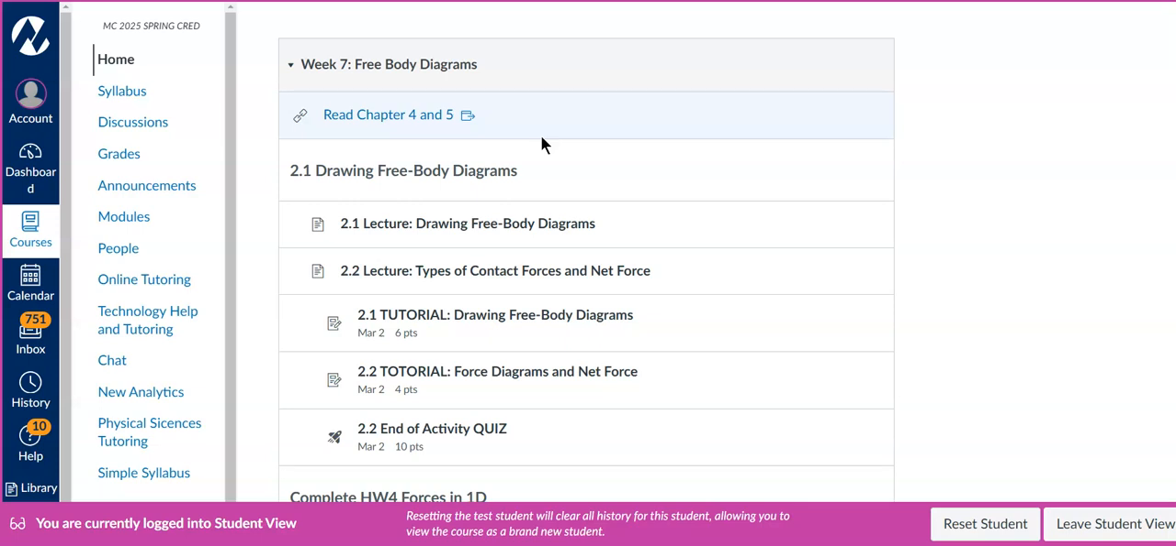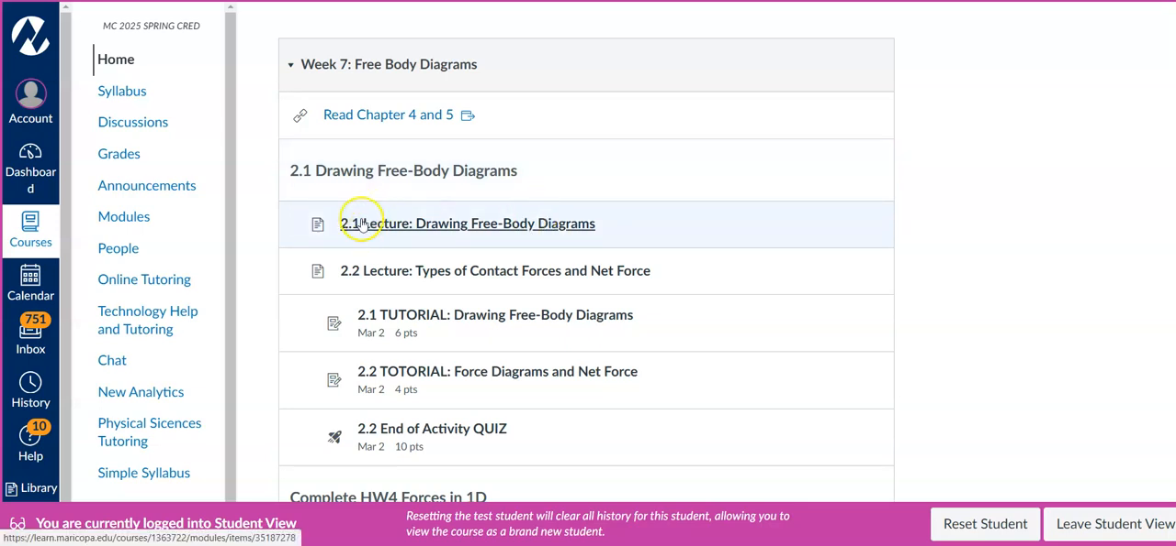We're now moving to a part of the course where it gets a little bit easier, in my opinion. This part continues on from 2.0 from last week. Last week you studied Newton's laws. This week we are learning how to create free body diagrams.